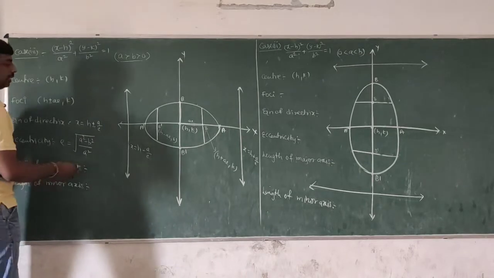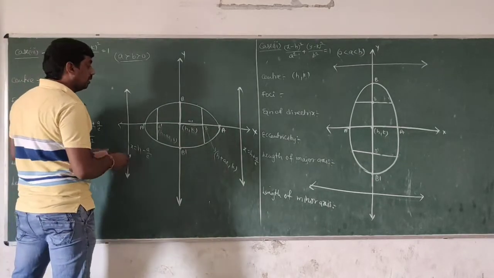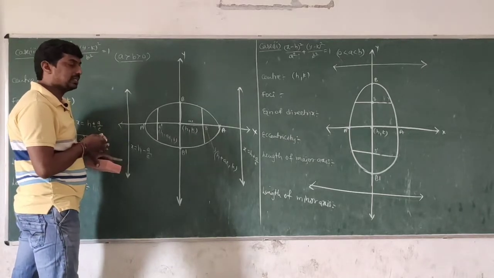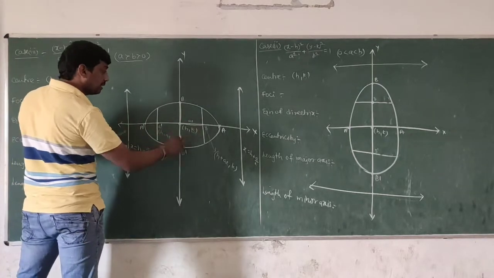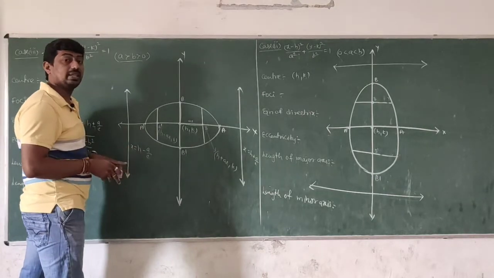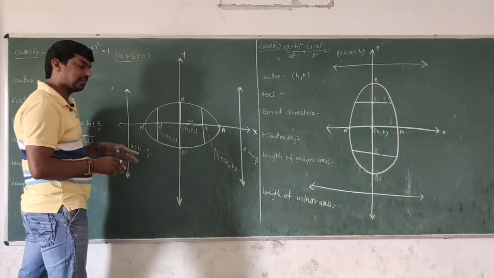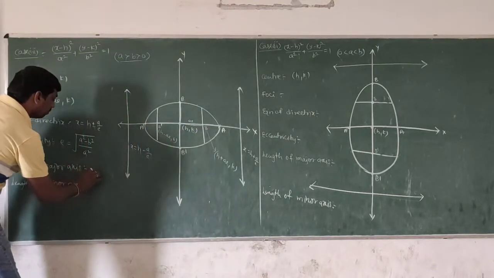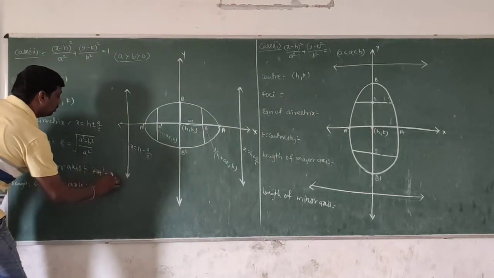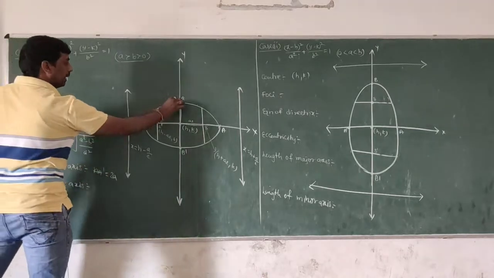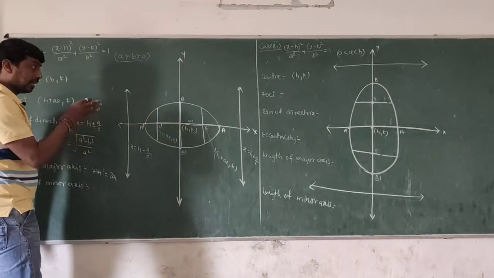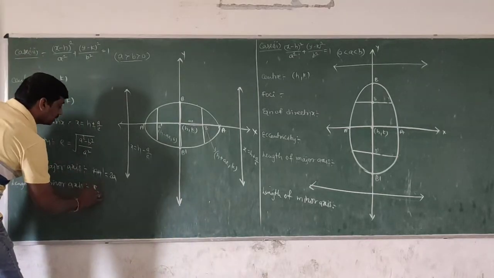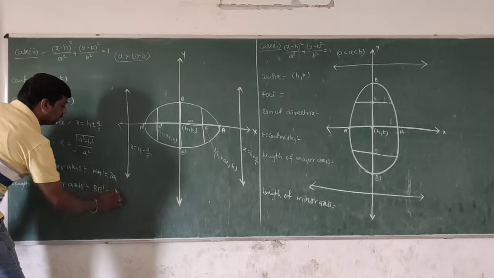Next, length of major axis. In the first case the major axis lies on the x-axis. Here the major axis is parallel to the x-axis. That's the difference. So the length of the major axis is a dash equals 2a. The minor axis is also parallel to the y-axis, and its length is b dash, which equals 2b.